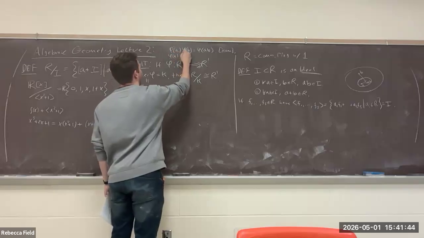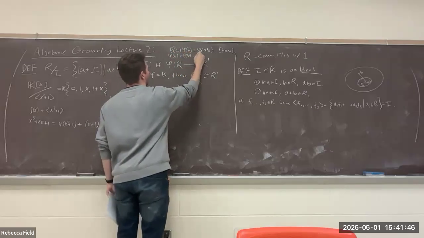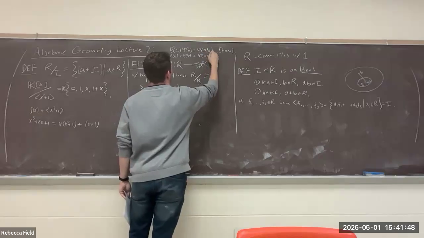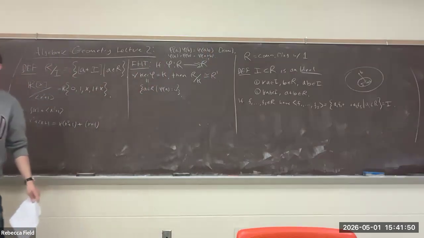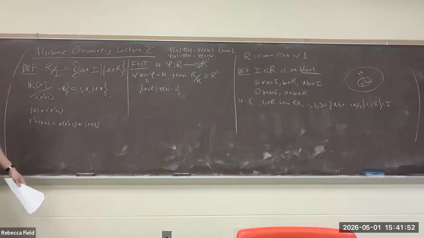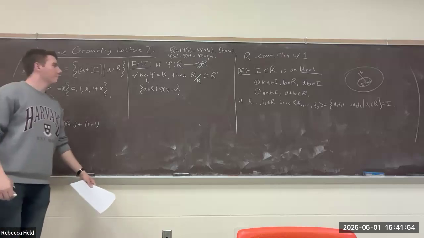So 5A plus 5B is equal to 5. Right, yeah. Okay. There we go.